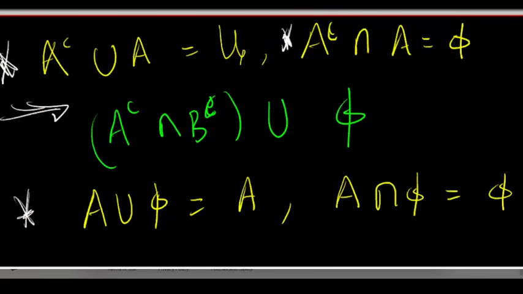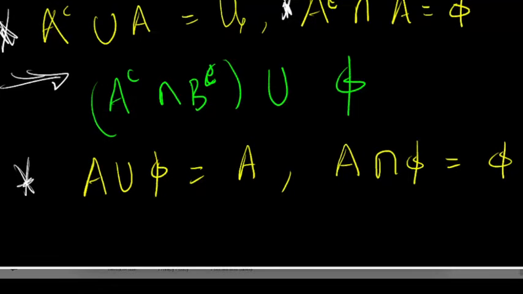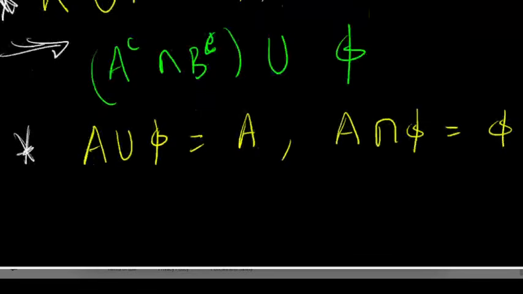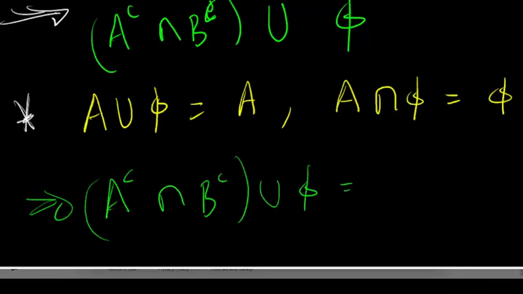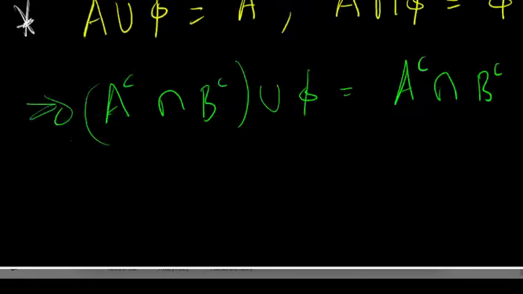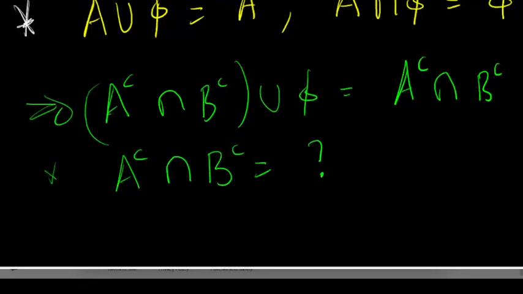Now back to our question. Our question is A complement intersection B complement union empty set. That means we are going to have what? A complement intersection B complement union empty set will be A complement intersection empty set. So our goal now is to work with A complement intersection B complement. So that's what we are working with. How are we now going to solve this?